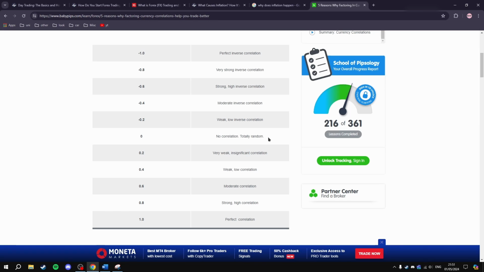So, -1, perfectly inverse correlation. -0.8, very strong inverse correlation. -0.6, strong high inverse correlation. -0.4, moderate inverse correlation. -0.2, weak low inverse correlation. 0, no correlation, totally random. 0.2, very weak insignificant correlation. 0.4, weak or low correlation. 0.6, moderate correlation. 0.8, strong high correlation. 1, perfect correlation.